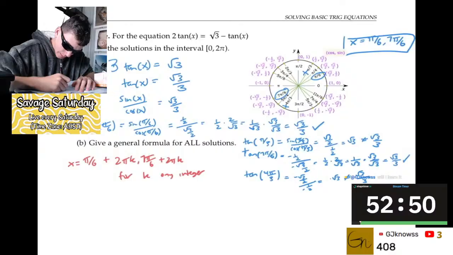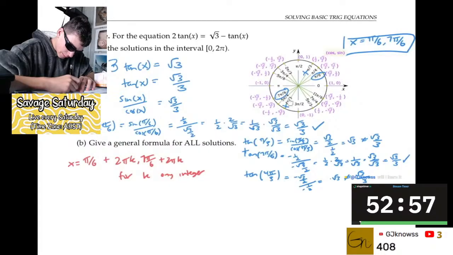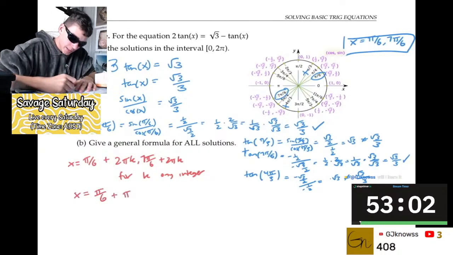Notice that 7 pi over 6 over here on the unit circle is exactly pi more than pi over 6. So instead of taking both of these and adding multiples of 2 pi to them, I could get all the same answers by just taking one of them and adding multiples of pi to it. So a more efficient answer is to say that x equals pi over 6 plus pi times k for k any integer.